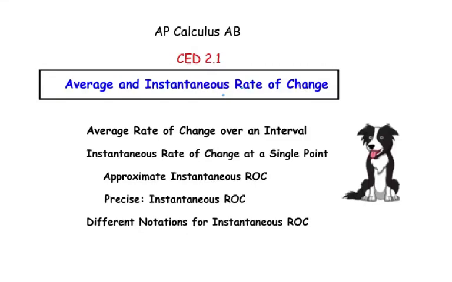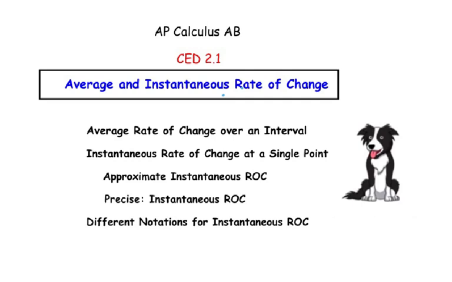In Unit 2.1, we'll review average rate of change over an interval. And then we'll learn how to find the instantaneous rate of change at a single point. So you're not going to be using 2 points. There will not be an interval, just a single point.